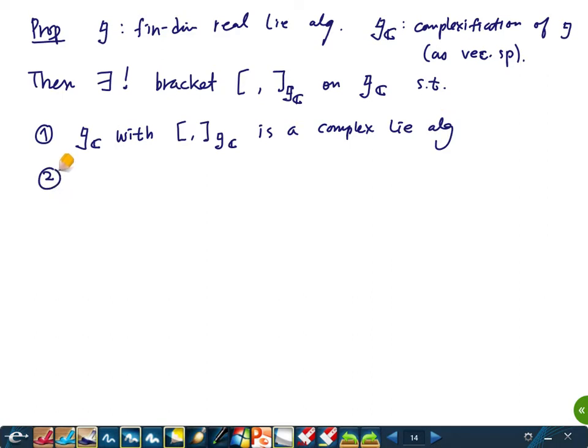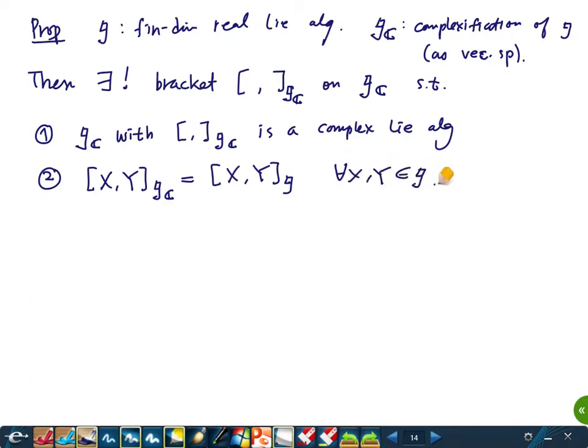and second, it is consistent with the original Lie bracket, meaning [x, y] of this must agree with the Lie bracket for g, for all x, y in g. So we want to keep this. We want this to be consistent with the old one, but of course we have to extend in some way. But there is a unique way to do that.